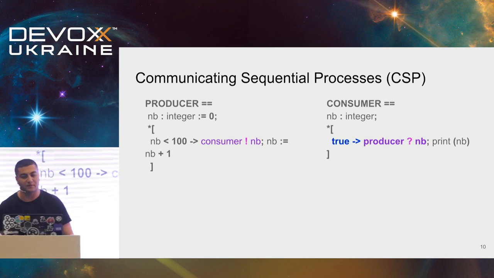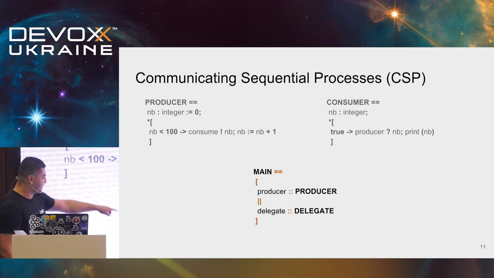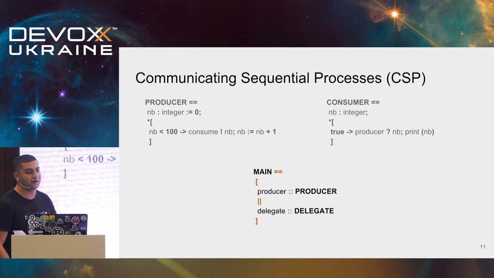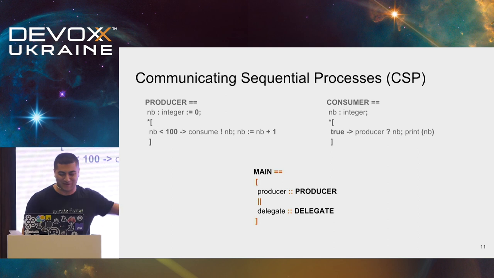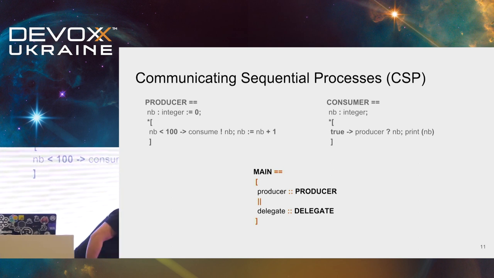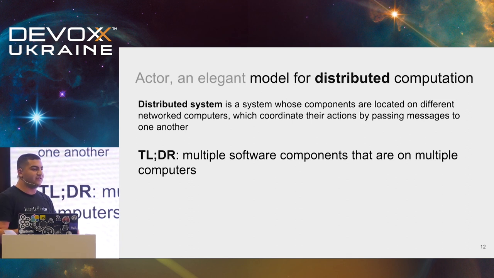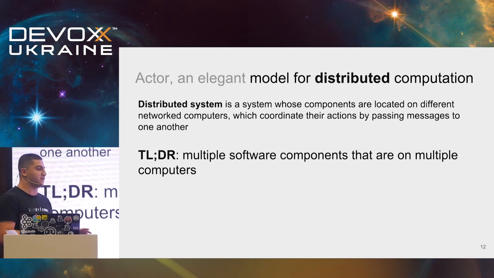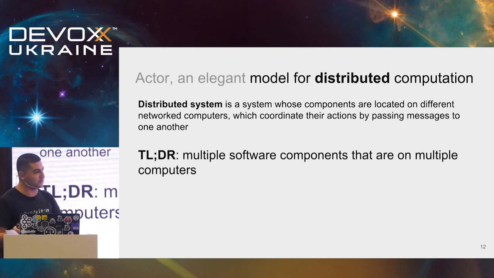Very simple. We have a main, of course, and with this double vertical bar, you can create two threads, the producer and the consumer. Why I put delegate, I don't know, but trust me, this code is here, you put consumer. But that works only for one host, one server. That doesn't fit with a distributed system, which actors cover, both concurrency and distributed systems.